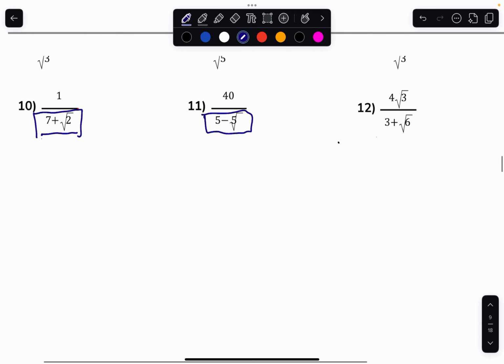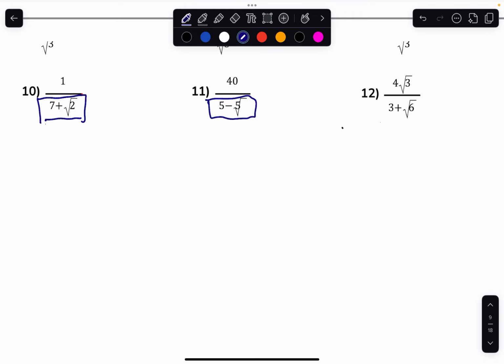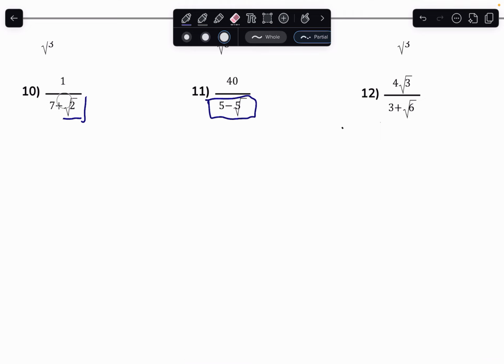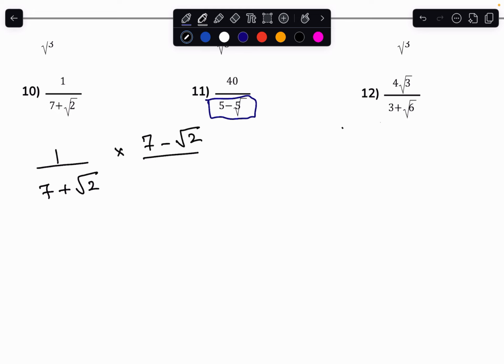Now let's just rationalize a few of the denominators with the plus minus sign. So whenever you have a plus minus sign, then what we do? Then we multiply it with the conjugate, 7 plus root 2 times 7 minus root 2 over 7 minus root 2. This will become 7 minus root 2.